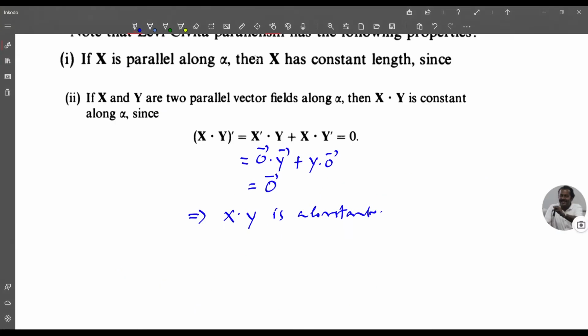Now you can prove the second property. If X and Y are two parallel vector fields along alpha, then X dot Y is a constant along alpha. Now you consider the derivative of (X dot Y)', equal to the covariant derivative of X dot Y plus X dot the covariant derivative of Y. You know that the covariant derivative of X is 0 and the covariant derivative of Y is 0. Therefore, this quantity is 0. So X dot Y is a constant.